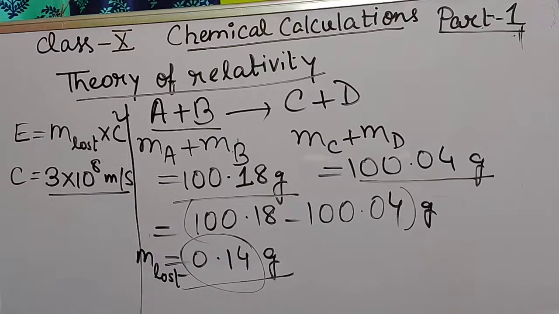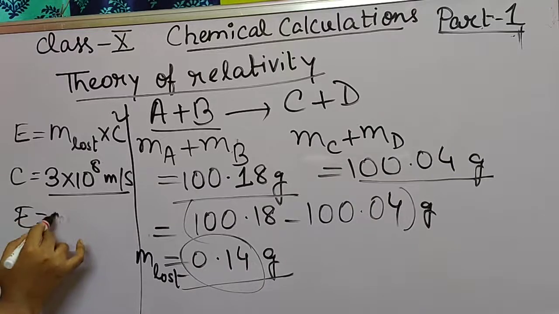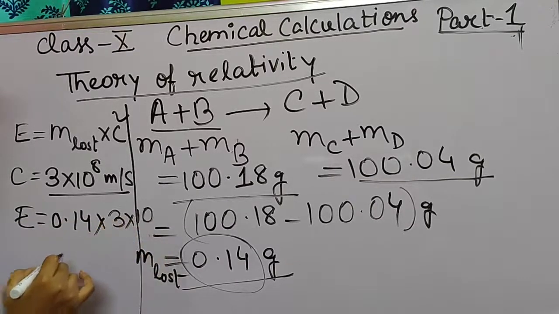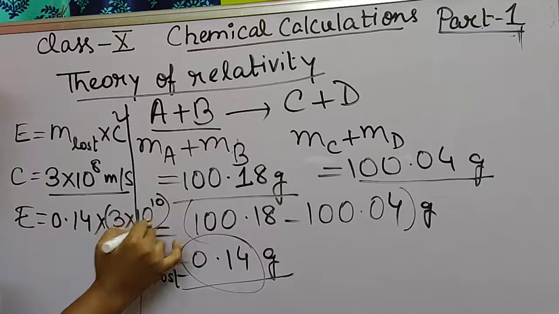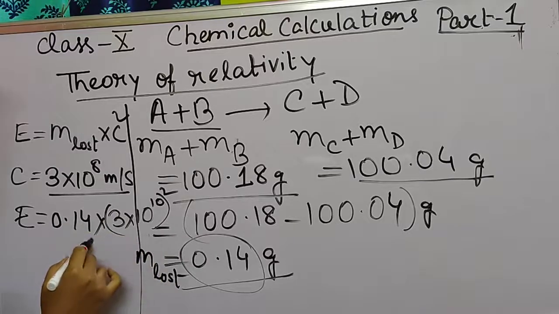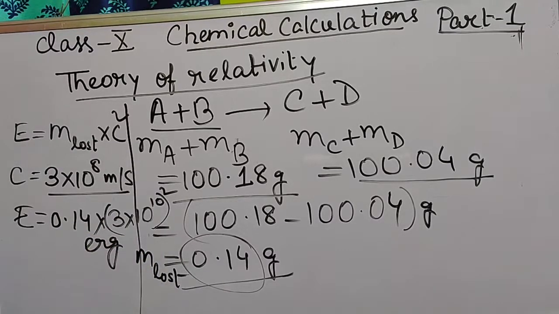So what is the equivalent amount of energy? That will be 0.14 into 3 into 10 to the power 10. You have to take it in the same unit. Okay. In this way, we can calculate the amount of energy in terms of joule or in terms of erg. So in this way, we can calculate the amount of energy that will be produced by the loss of mass. But actually, the amount of mass that is lost during a chemical reaction is very low.